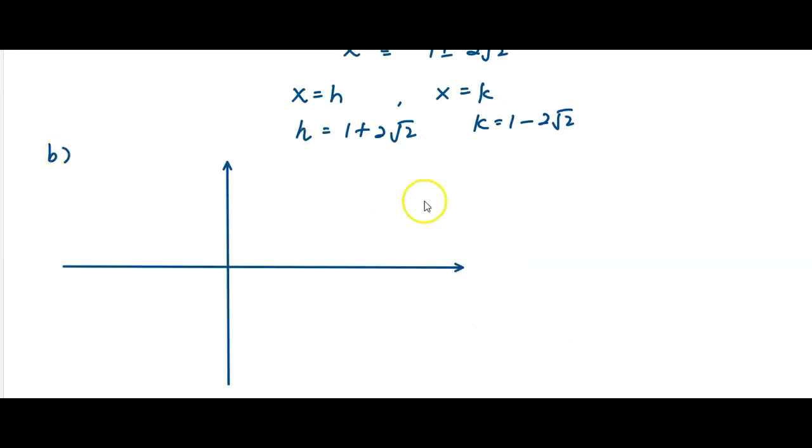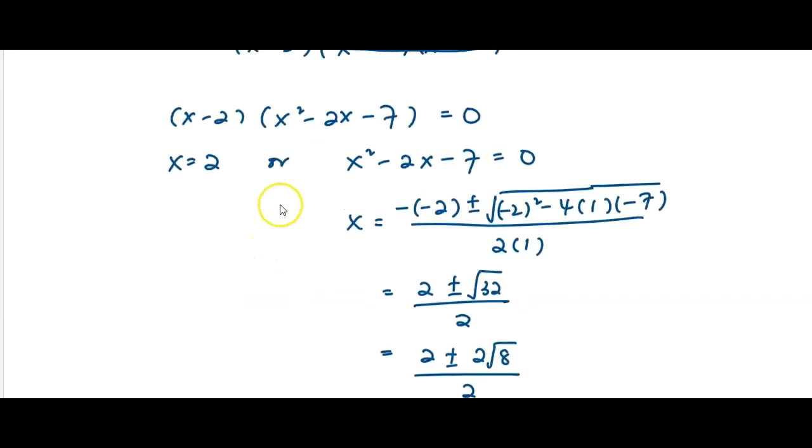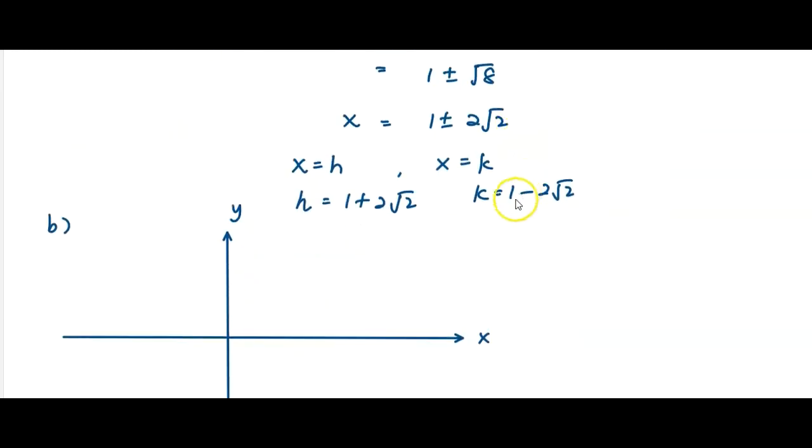For question B, we're going to sketch the graph. So we know the 3 roots. One of the roots will be 2, the other root will be 1 minus 2 surd 2, and the third root will be 1 plus 2 surd 2. If you convert 1 plus 2 surd 2 into decimal, you get 3.828, and 1 minus 2 surd 2 will be negative 1.828.